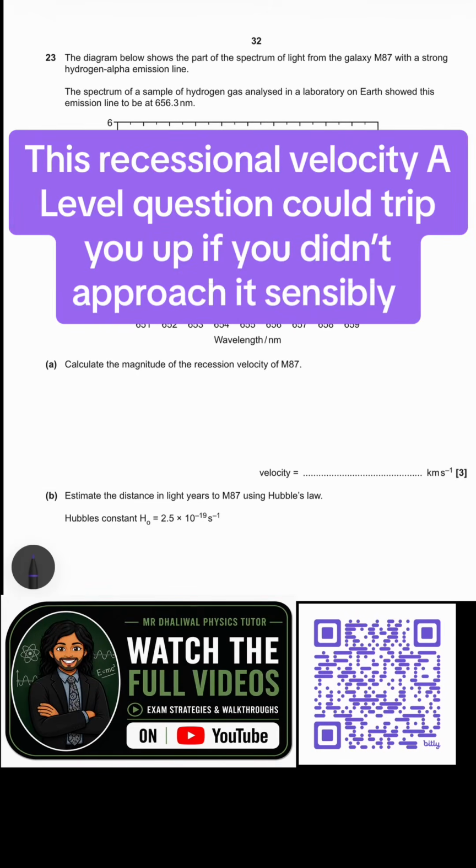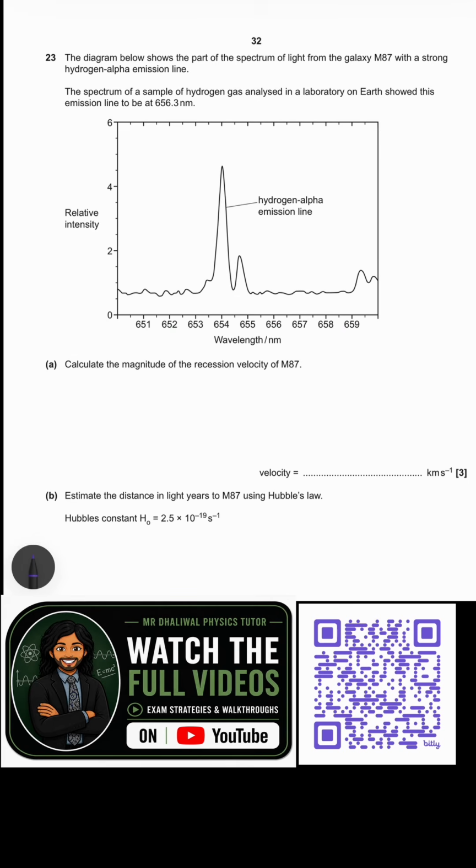Okay, so I've got a question here that's a potentially difficult one. I'm getting towards the end of the paper. I'm seeing our recession velocity. I'm seeing a graph that doesn't look particularly nice, and I'm still using a general principle. I've got to take a reading from a graph, obviously, if they've given me a graph. But let's just see what I can do here.